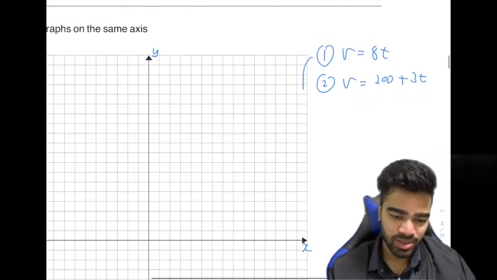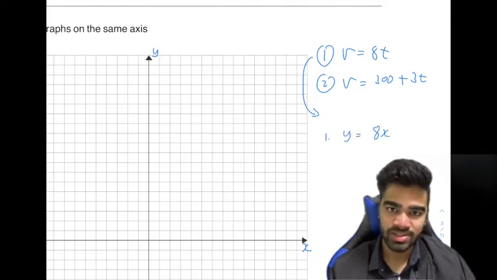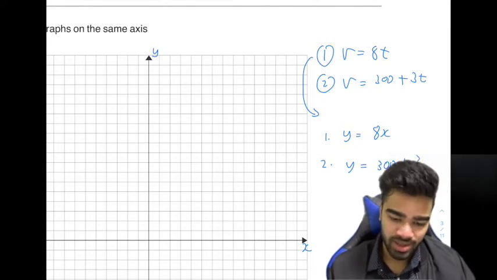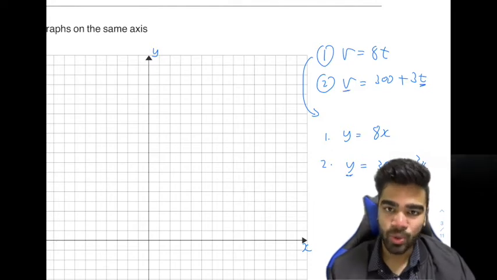Let's rewrite these equations. For example, I can write equation number 1 as y is equal to 8x. Okay, so that's more what we're used to. And equation number 2 is y is equal to 300 plus 3x, sorry, 3x. So do you notice what I did? I replaced the t's with x's and I replaced the volume V with y, right?